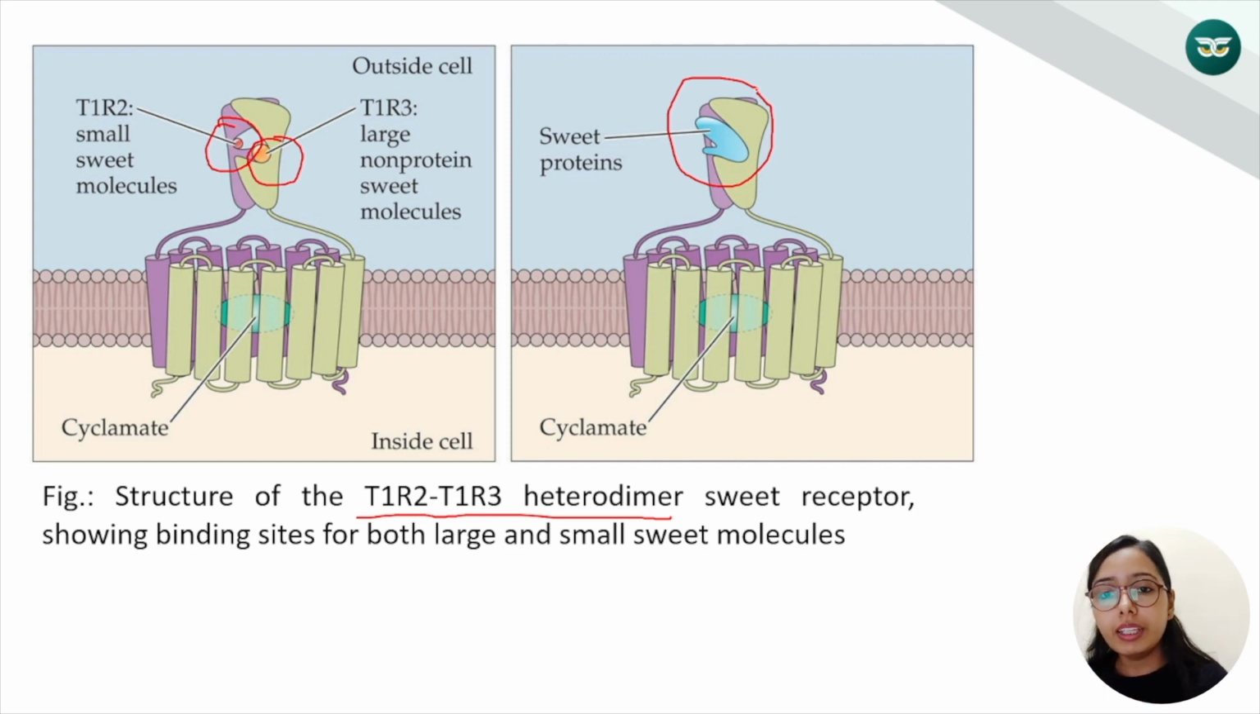So in this way, based on the type of the sweetener, and its location on the receptor, a different type of sweet taste is perceived. So that's how the sweet taste is perceived by the human tongue.